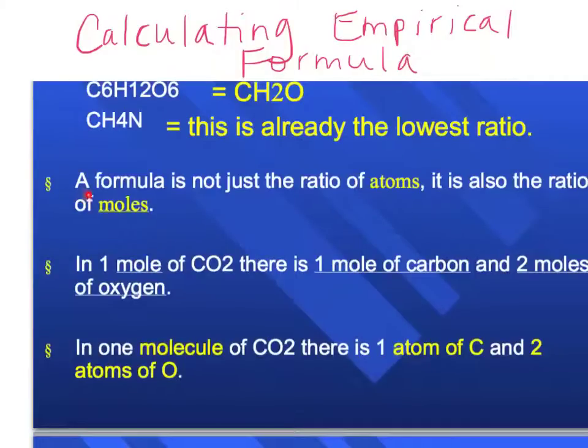What you also want to know, though, is that a formula is not just a ratio of atoms, it's also the ratio of moles. So this is why this is in that moles chapter. We're going to use moles to do some conversions. So in 1 mole of carbon dioxide, there is 1 mole of carbon and 2 moles of oxygen. In 1 molecule of carbon dioxide, there is 1 atom of carbon and 2 atoms of oxygen. So we're looking at the same chemical formula, but it can mean 2 separate things. We can talk about moles or we can talk about individual atoms.